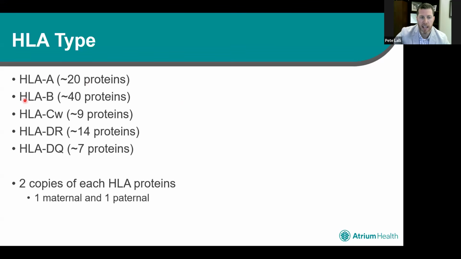So there's about 20 different HLA-A proteins, about 40 B, 9 or so C, 14 DR, about 7 DQs. You get 2 copies of each one of these HLA proteins. So 2 A's, 2 B's, 2 C's, 2 DR's, 2 DQs. One from mom, one from dad. And interestingly enough, if you look at somebody's HLA type, you can use it to identify parentage. So you can see if the potential man is the father of a baby.